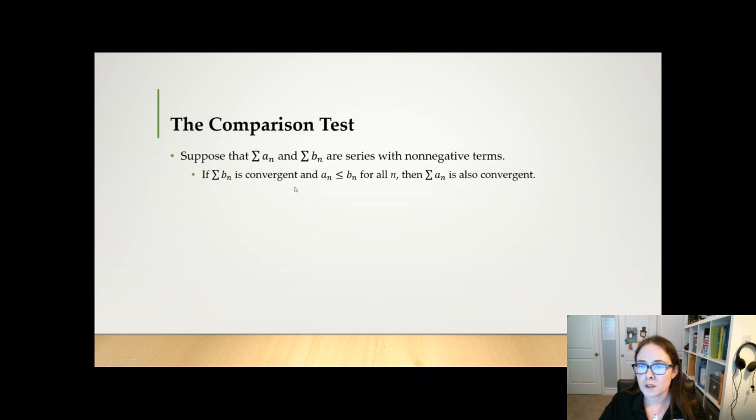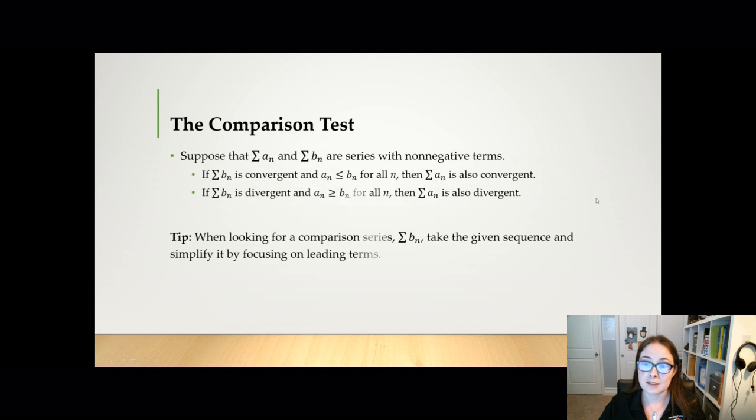And so what you need to do though is whatever series you come up with, we'll call that Bn, that's your comparison series. If that is a convergent series, and if it's always bigger than the given series, then we can say that the given series is convergent. Okay, but the Bn has to always be bigger, so it's very important that you state that fact when using this comparison test. Now, if Bn is divergent, then it has to always be smaller than An, the given series. And then that would mean that the given series is also divergent.